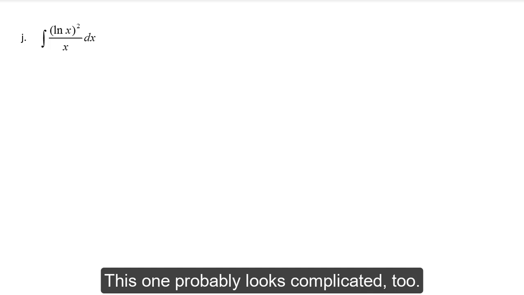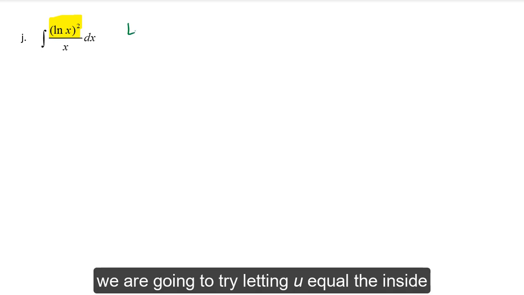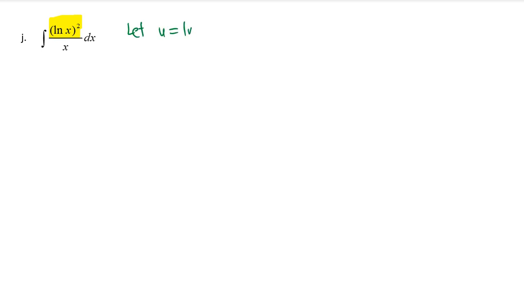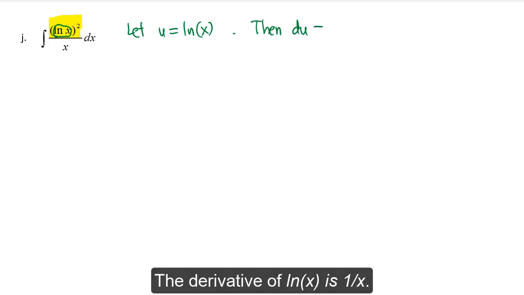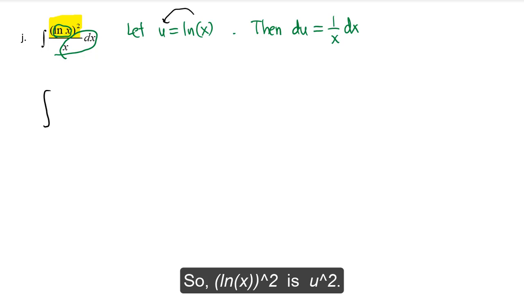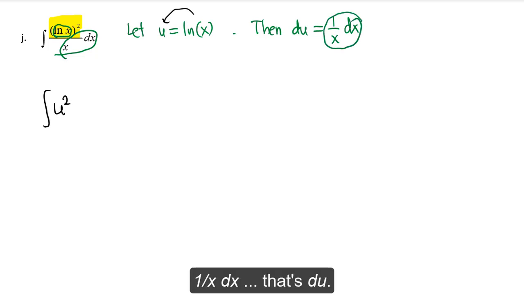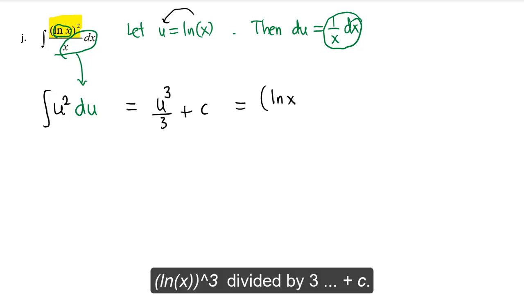This one probably looks complicated too, but again, if you see a composition, as we have here, we are going to try letting u equal the inside function of that composition, which is natural log of x. What is du? The derivative of the natural log of x is 1 over x, and that's what we have here. So natural log of x squared is u squared. 1 divided by x dx, that's du. Power rule gives us u cubed divided by 3 plus c. Back in terms of x, natural log of x cubed divided by 3 plus c.